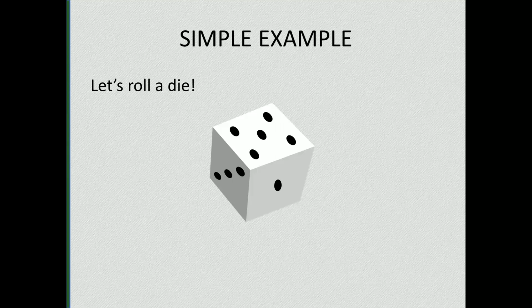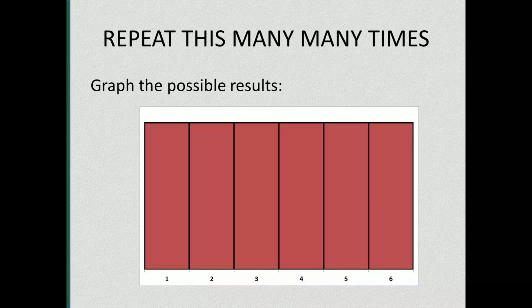Well, let's do it lots and lots of times and graph the outcome. Not surprisingly, we could get a 1, 2, 3, 4, 5, or 6 with pretty much equal frequency. This picture is the sampling distribution from one die roll. But wait, there's more.